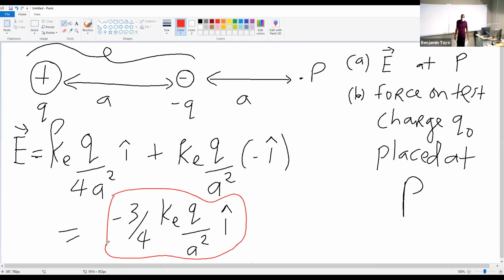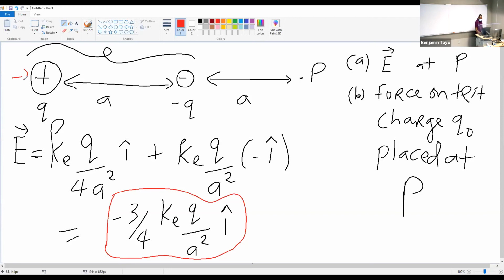Why is the electric field ending up being a negative value? Because the negative charge is closer, right? I have two charges, positive and negative. But remember we said that the field strength goes as 1 over distance squared. So the contribution coming from this positive charge is less than the contribution coming from the negative charge, because my negative charge is closer to my point P. Does that make sense?